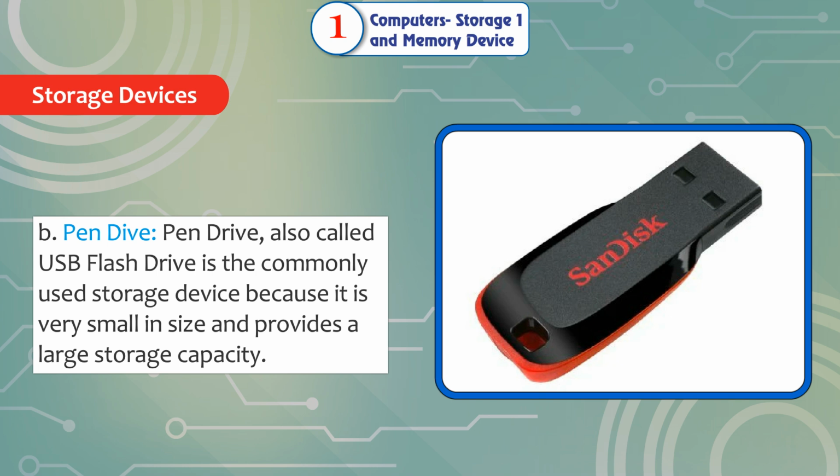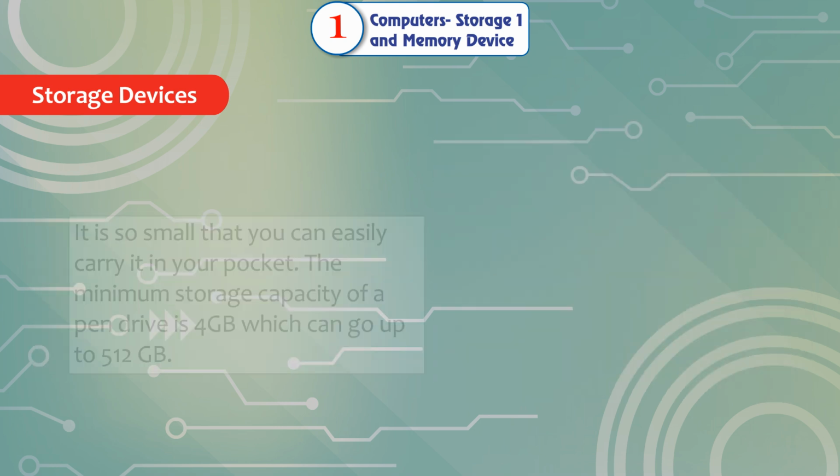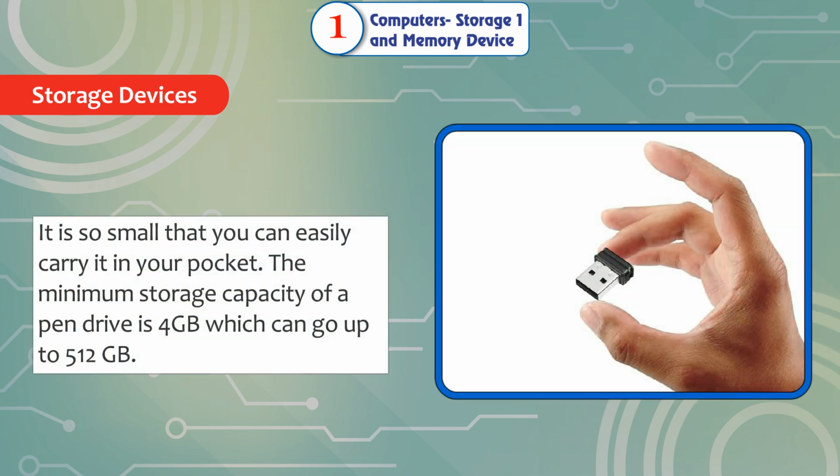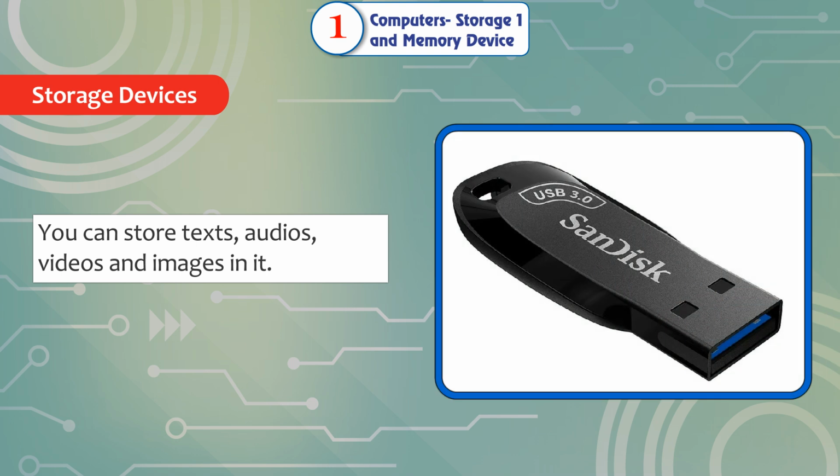B. Pen drive. Pen drive, also called USB flash drive, is the commonly used storage device because it is very small in size and provides a large storage capacity. It is so small that you can easily carry it in your pocket. The minimum storage capacity of a pen drive is 4 GB, which can go up to 512 GB. You can store texts, audios, videos, and images in it.